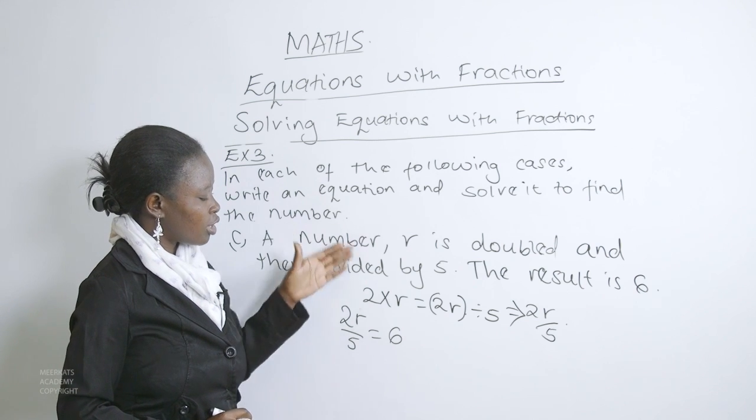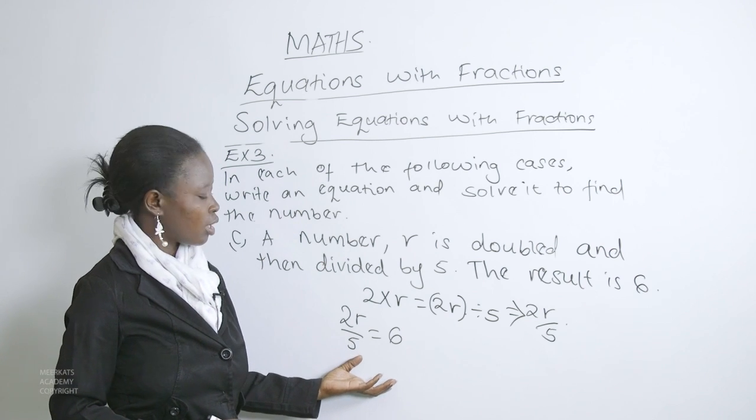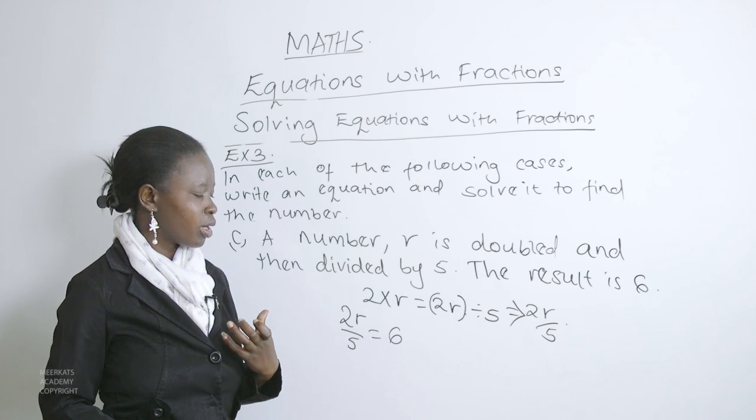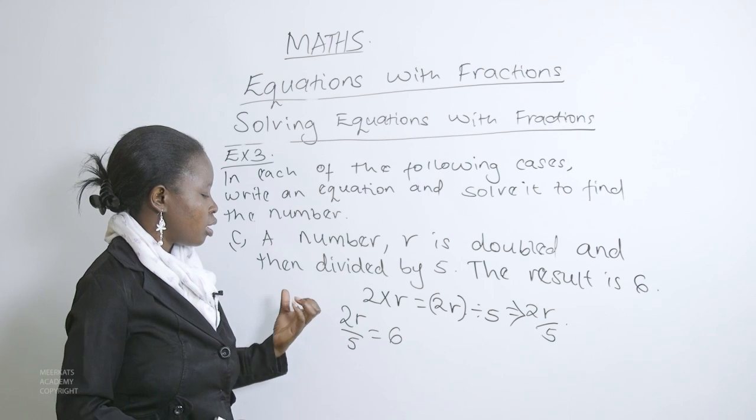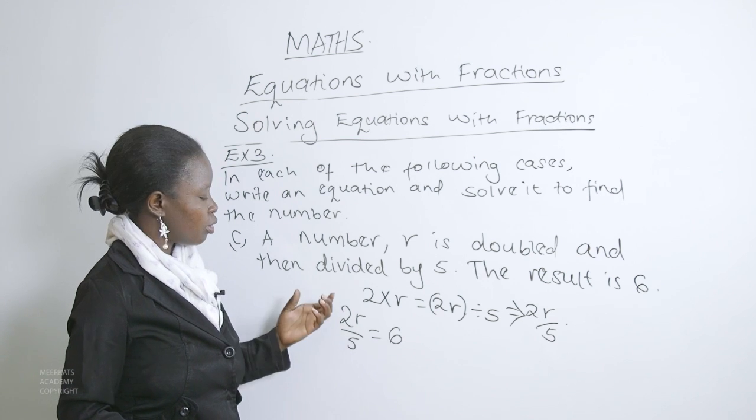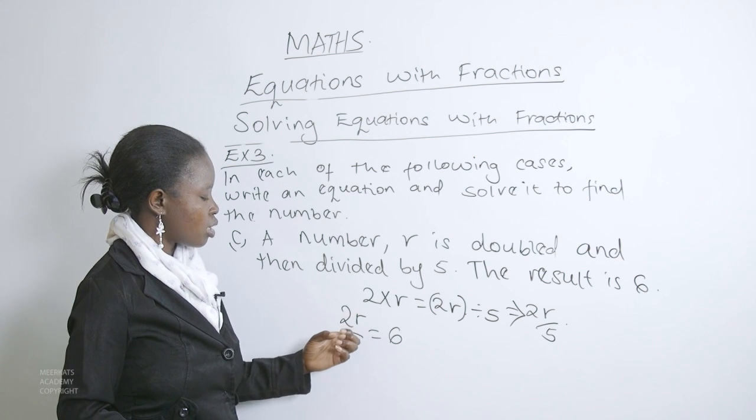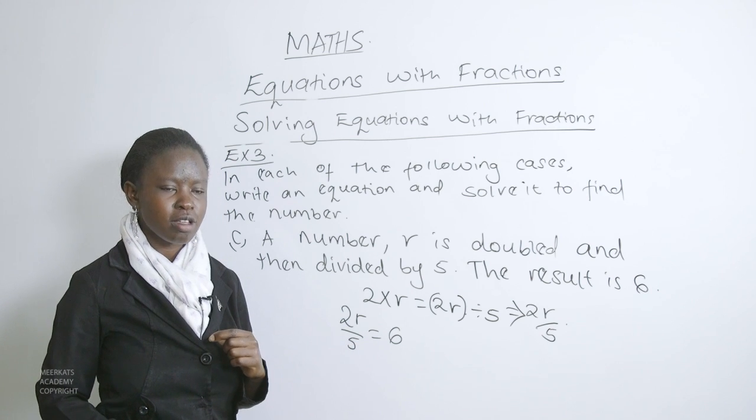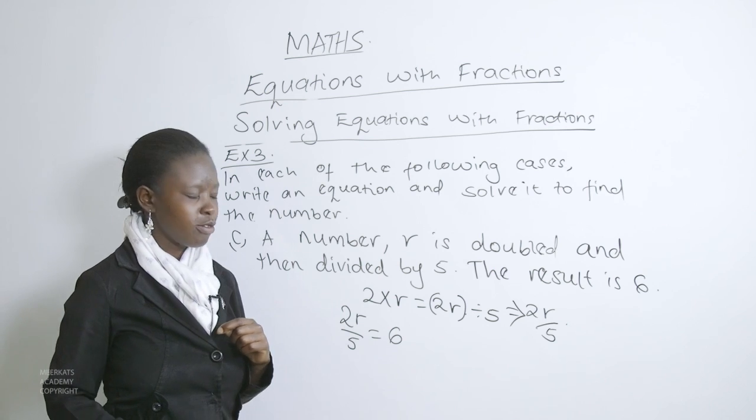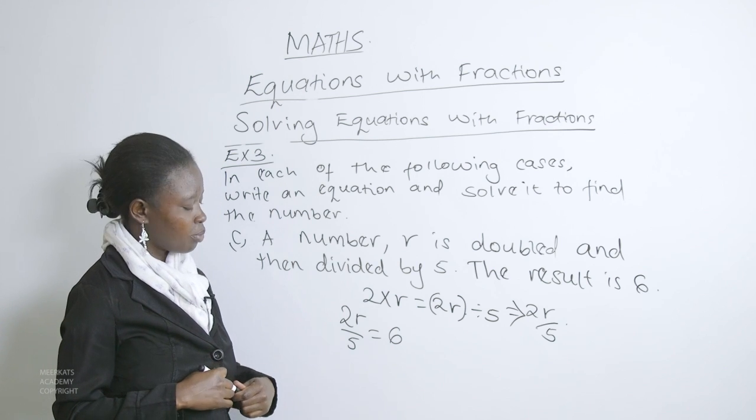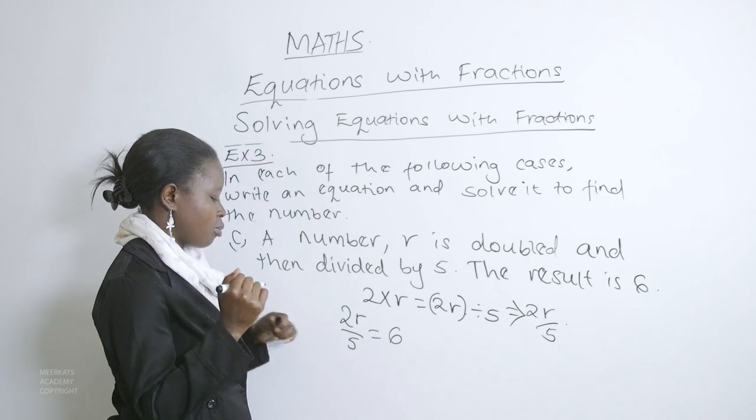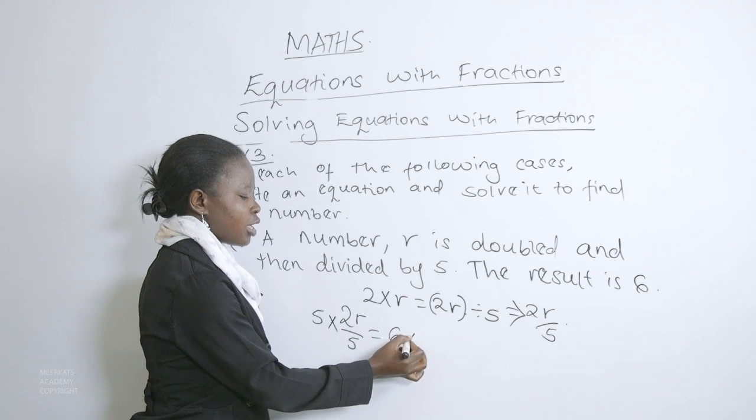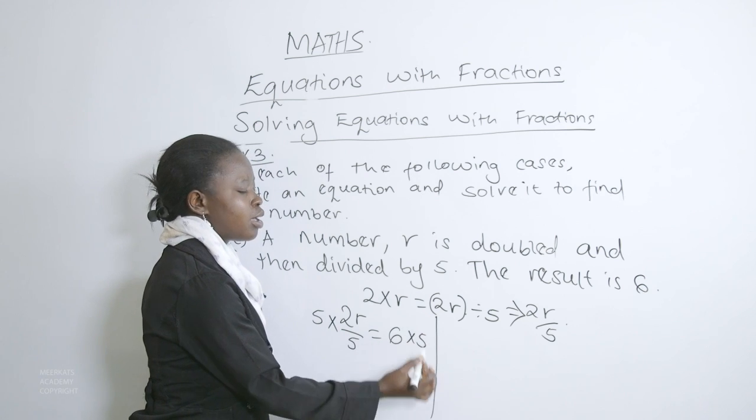Having worked out various equations that are of this nature, I believe that we can now move on together through the steps. The first step, 2r over 5 is equal to 6. What is our first step? In this case, our first step will be multiplying by 5 on both sides. So the left-hand side is multiplied by 5. The right-hand side is multiplied by 5.